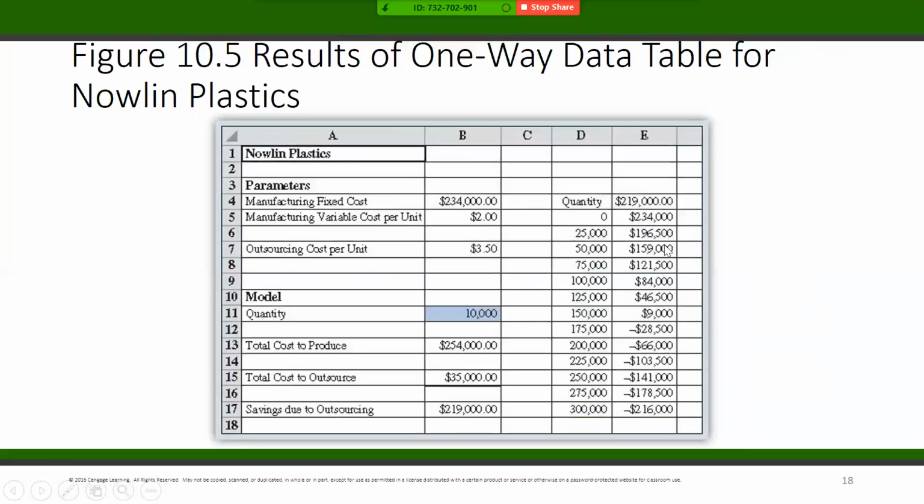Once we get down here to the negative values for savings due to outsourcing, that means manufacturing in-house is actually going to be cheaper than outsourcing. So all these values that are negative, it's cheaper to do in-house than outsourcing. At 150,000, it's still positive, so it's cheaper to outsource. At 175,000, it's more expensive to outsource, so it's cheaper to manufacture in-house. So we can provide that information to management and they can decide what they want to do with it.